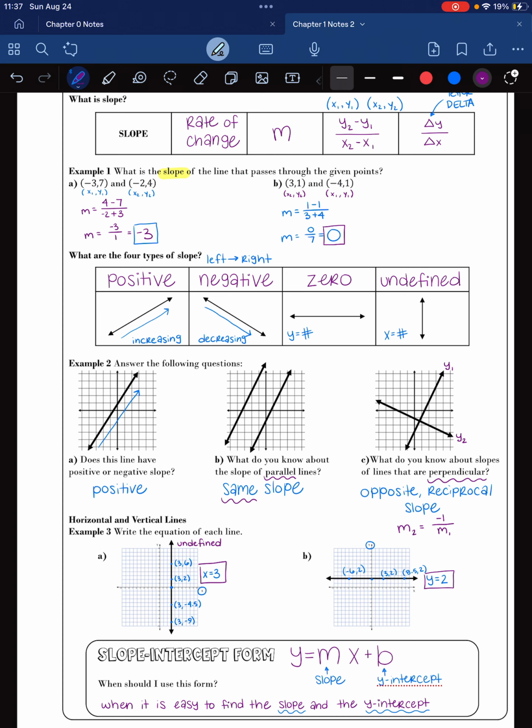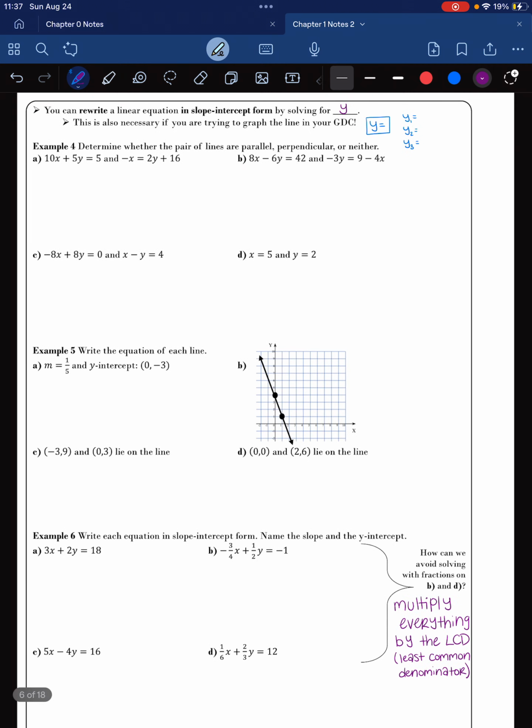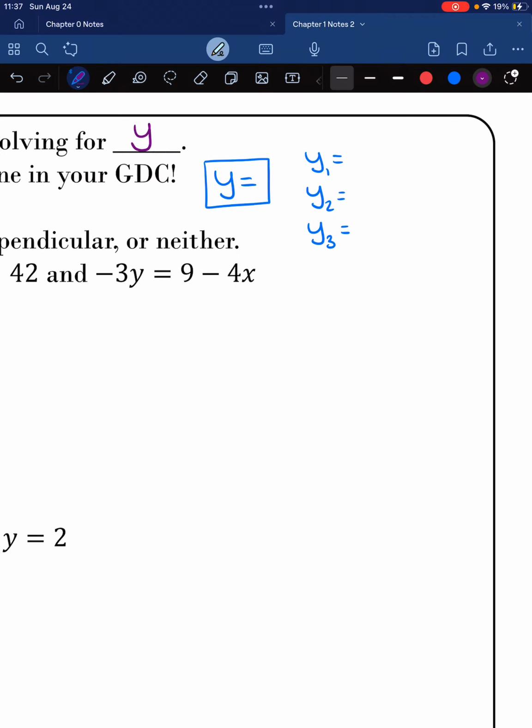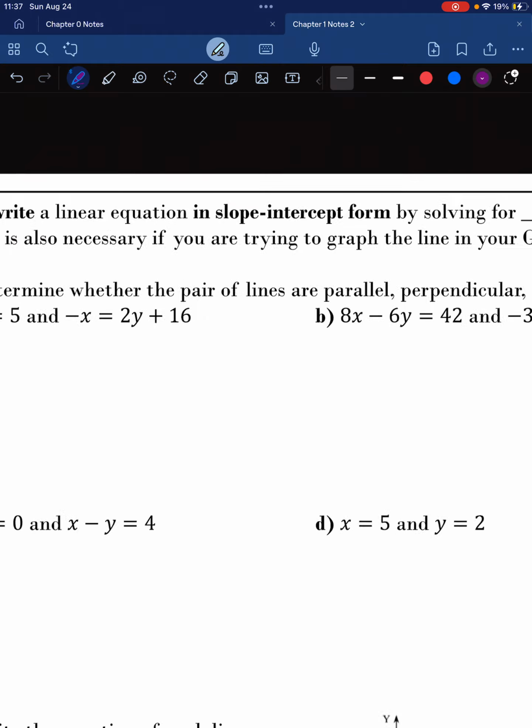And when do we use this form? This is going to be important later in the chapter, but we're going to use this whenever it's easy to identify the slope and to identify the y-intercept. That's what's going to make this one best. Okay, so we can rewrite a linear equation in slope-intercept form by solving for y. And that's going to be really helpful for graphing it in our graphing calculator, because we know that on our graphing calculator that button is y equals, because we have to graph our functions in terms of y.